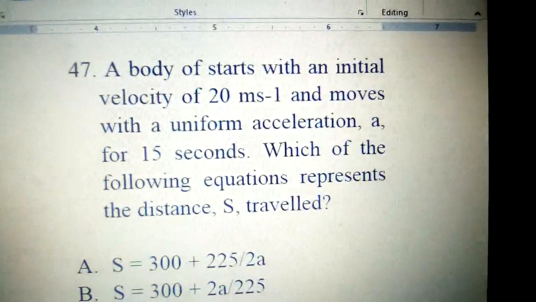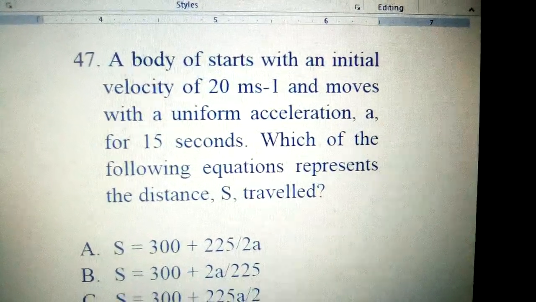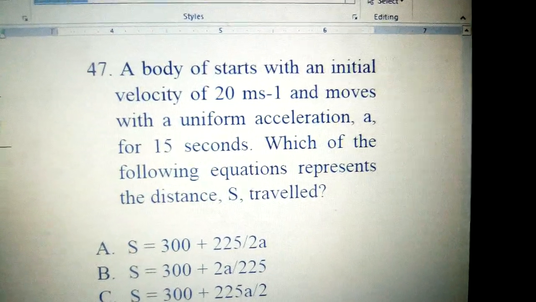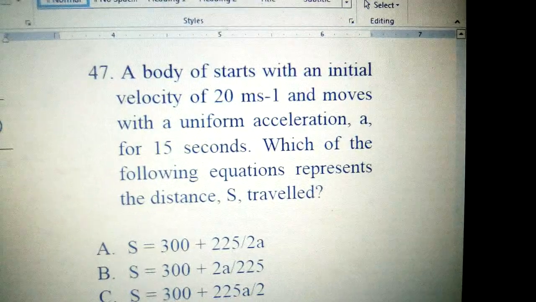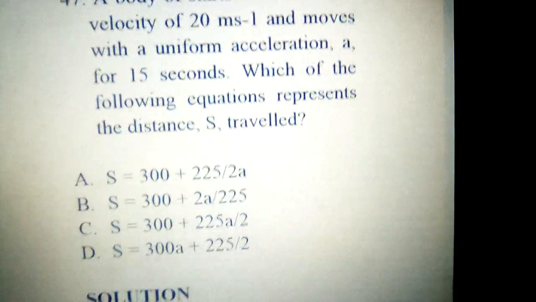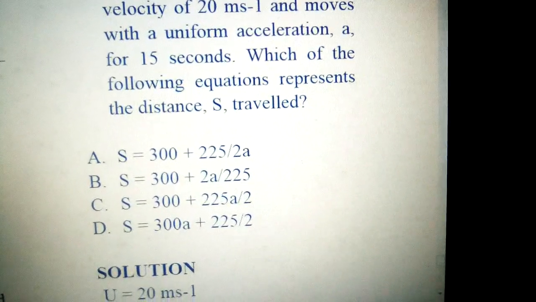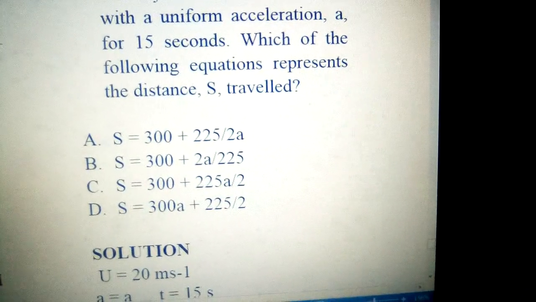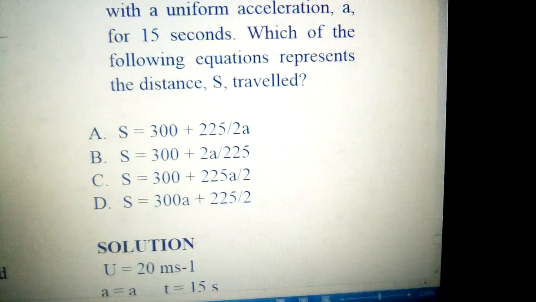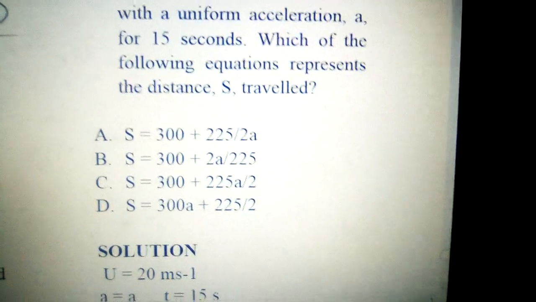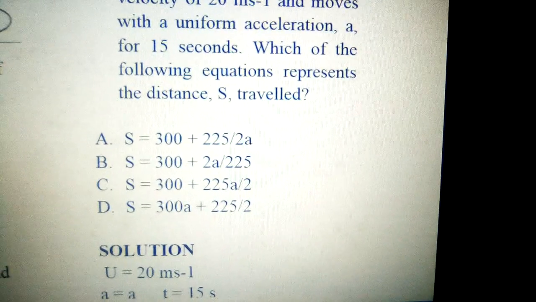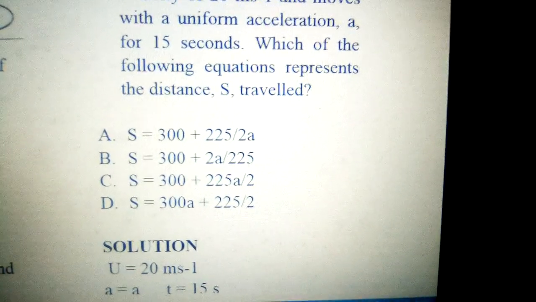Number 47 says a body starts with an initial velocity of 20 meters per second and moves with a uniform acceleration A for 15 seconds. The following equation represents the distance traveled, S. Option A, S equal to 300 plus 225 over 2A. Option B, S equal to 300 plus 2A over 225. Option C, S equal to 300 plus 225A over 2. Option D, S equal to 300 plus 225 over 2. The right answer to that question is option C, S equal to 300 plus 225A over 2.